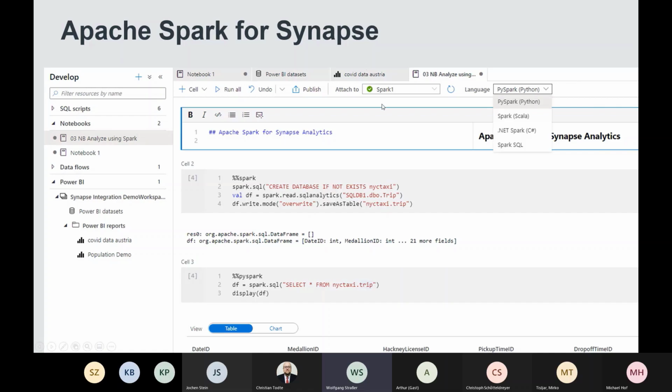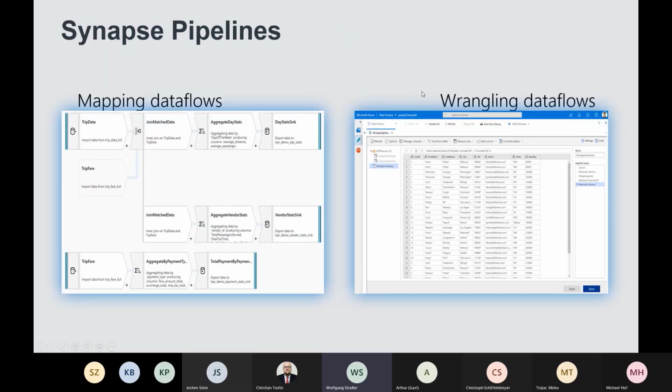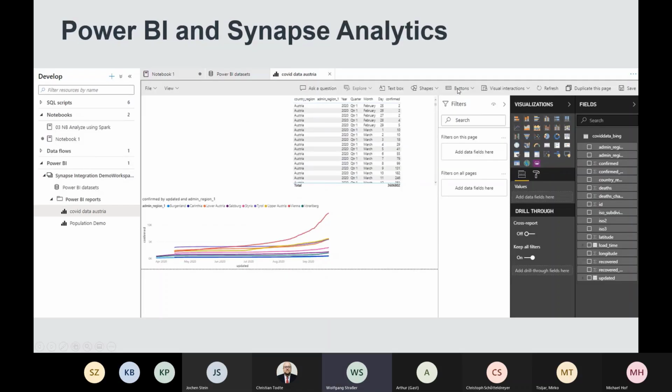Different languages, and you need a Spark cluster to work with it. Data preparation, Synapse pipelines, mapping data flows for the graphical data preparation. And sometimes in the future, I hope that wrangling data flows, Power Query that is already there in Azure Data Factory, will come into the Synapse data preparation. So beginning with that day, there's no excuse for you not to start with data preparation in Synapse.